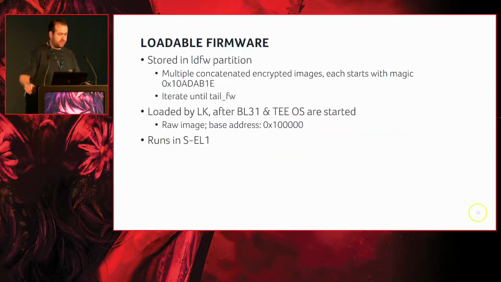If we look at the loadable firmware, they are stored in a specific partition for loadable firmwares, LDFW. It's actually a single image that contains many concatenated smaller images, one for each loadable firmware. Each of them starts with this magic, loadable. BL31 will iterate through all of them until it finds an image called tail firmware. When that is found, it means it's the end. They are loaded at the base address 100000 in EL3 memory. And as I mentioned before, they all run in secure EL1, so they are as privileged as the kernel, and they're an interesting target for an attacker.